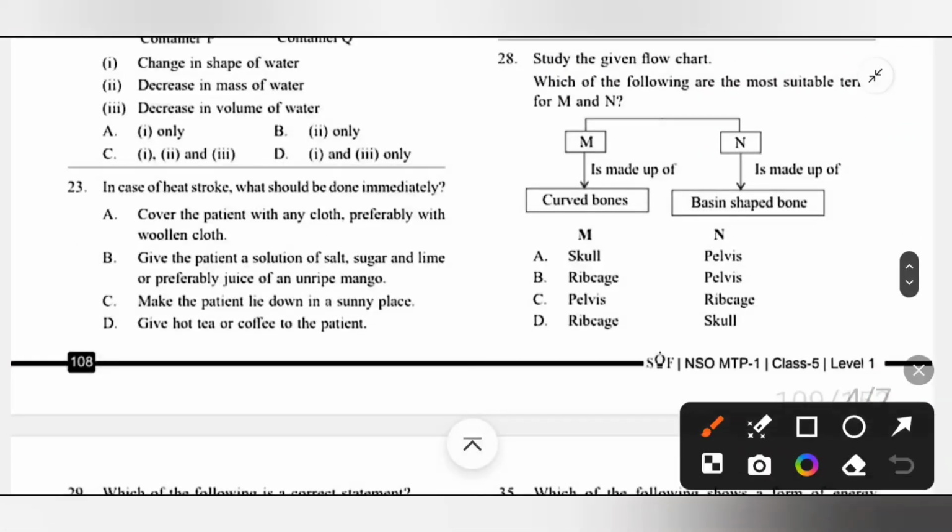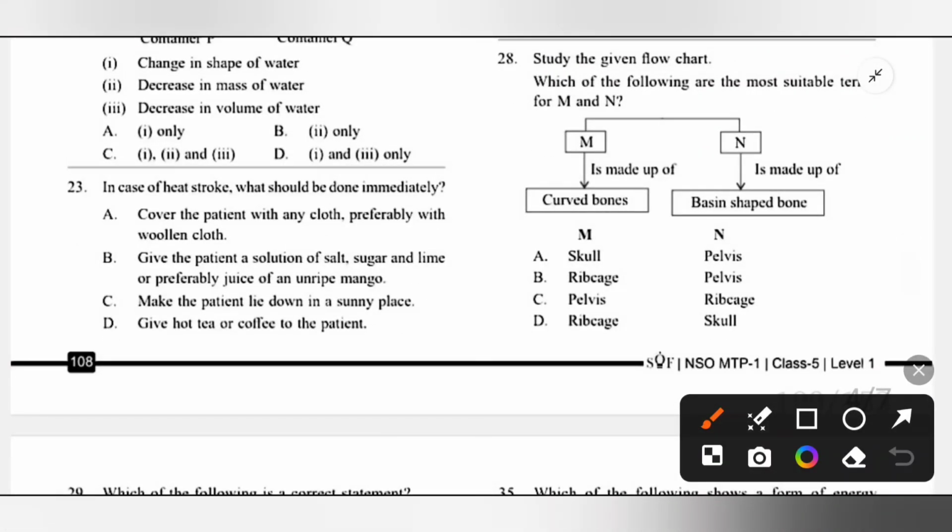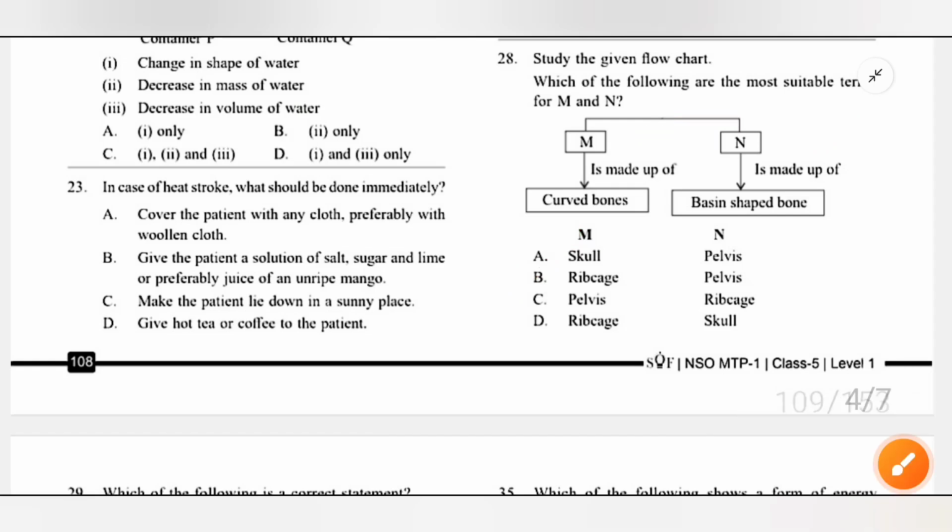Next one, study the given flow chart. Which of the following are the most suitable terms for M and N? So M is made up of curved bones and N is made up of basin shaped bone. So we know rib cage is a cage-like structure and it is made up of 12 pairs of curved bone and it protects heart and then lungs. Okay. And then pelvis is made up of basin-shaped bone and it protects the organs of lower abdomen. So M is rib cage and then N is pelvis. So option B is the correct answer. Okay, option B. Next one.